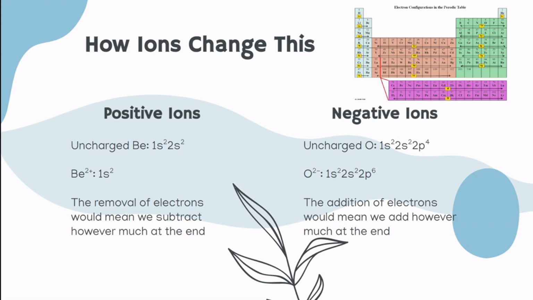So we also need to talk about how ions change electron configuration. An ion, as we previously established, is when an atom loses or gains an electron. For example, beryllium is typically 1s2, 2s2. But beryllium with a +2 charge is going to just be 1s2. This is because electrons are negatively charged, so when we remove an electron, it's getting more positive.